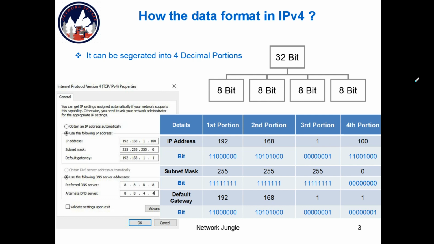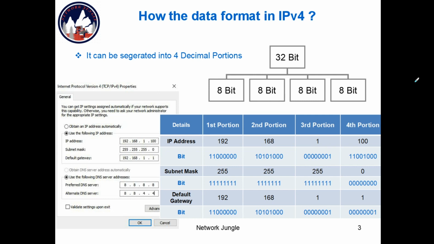How is the data formatted in IPv4? Already discussed, IPv4 is a 32-bit address. It can be divided into 4 portions. Each portion covers 8 bits of the IP address. The first portion covers the first 8 bits, then the second portion covers another 8 bits, then the third portion covers another 8 bits, then the fourth portion covers the last 8 bits of the IP address. So 4 times 8 equals a 32-bit address.